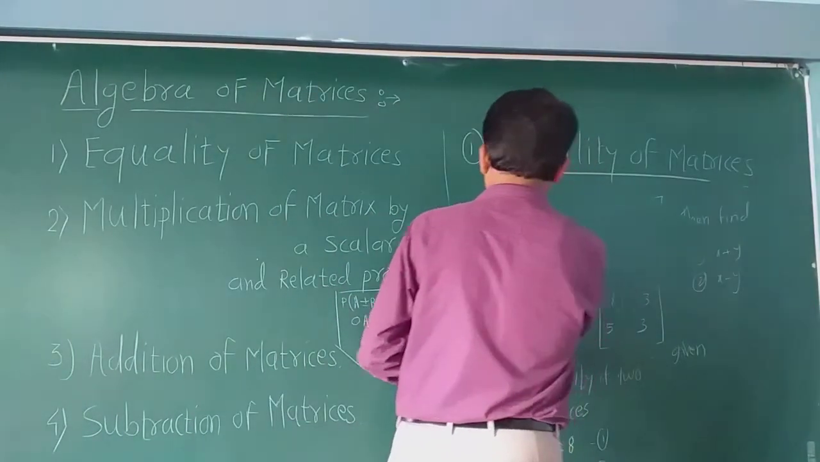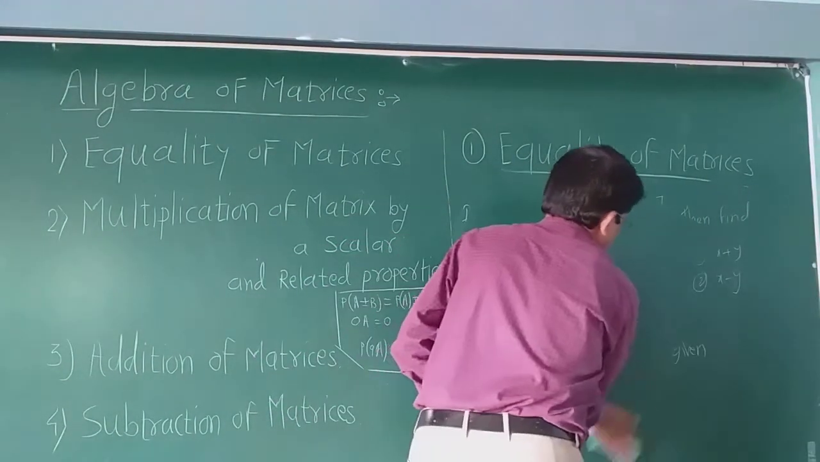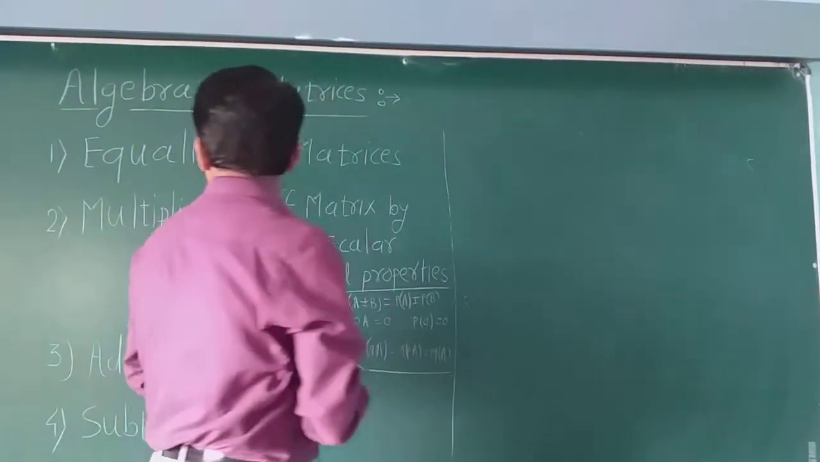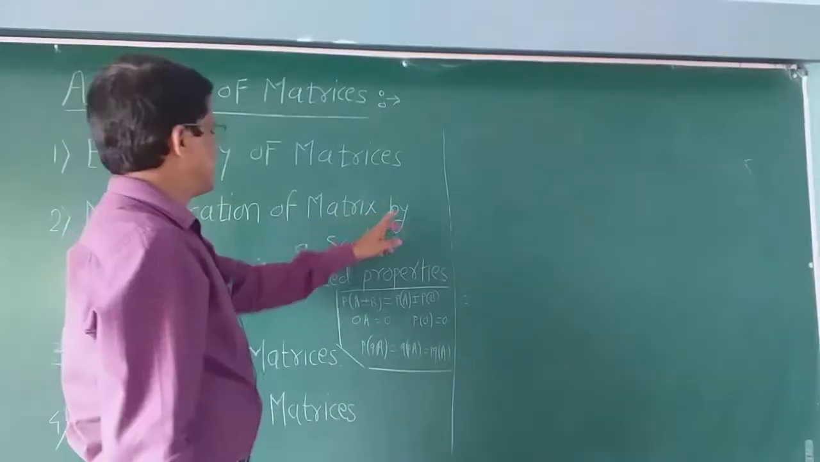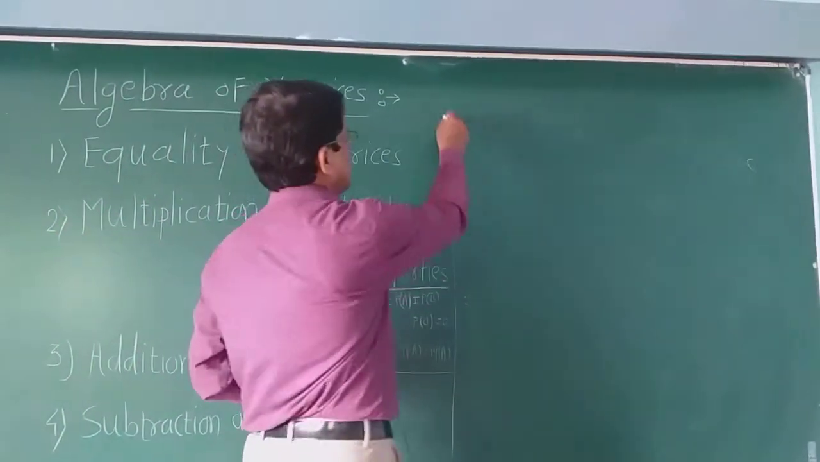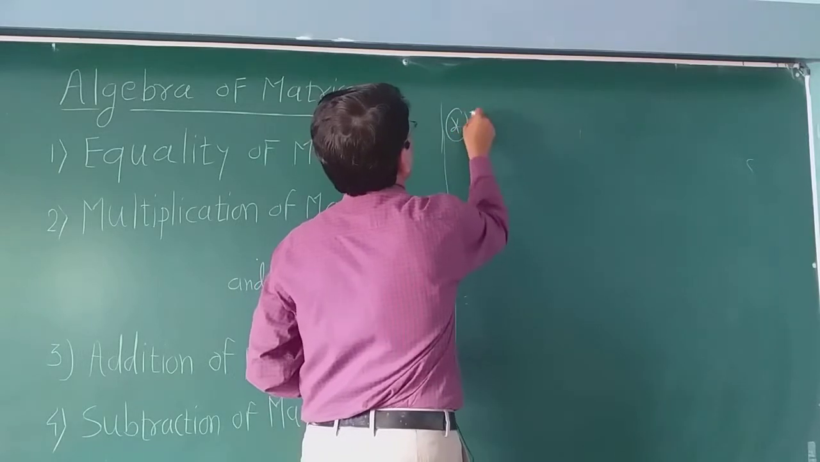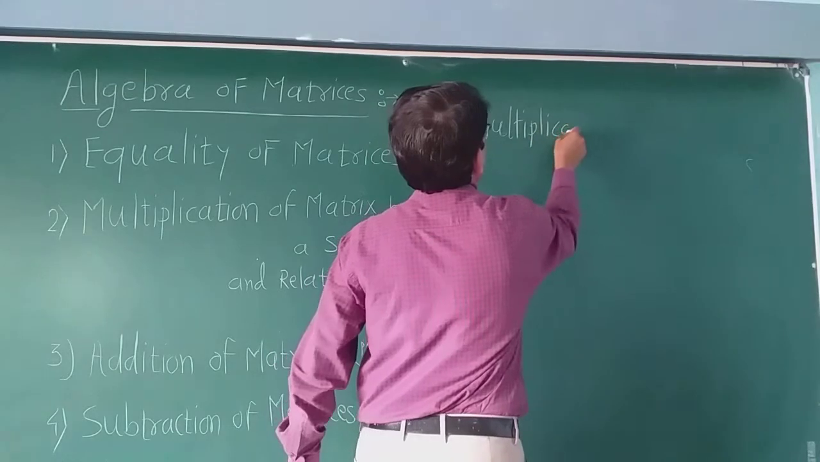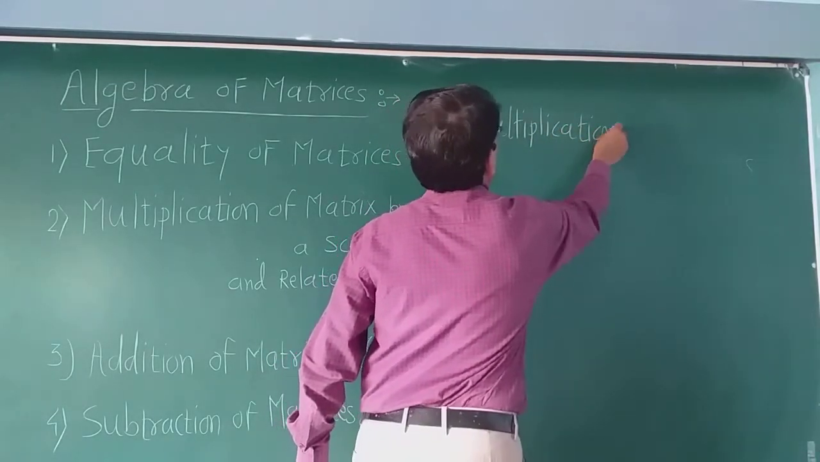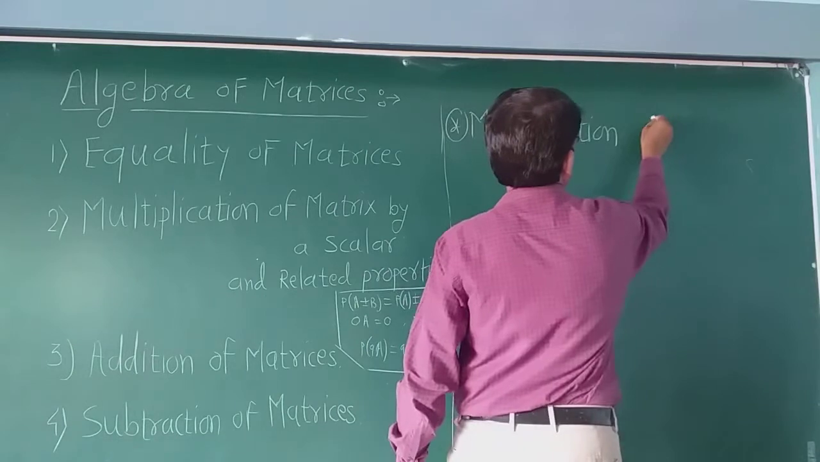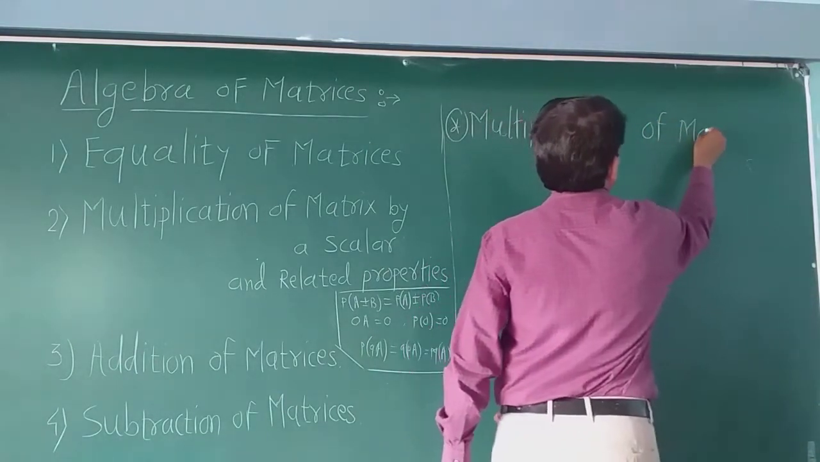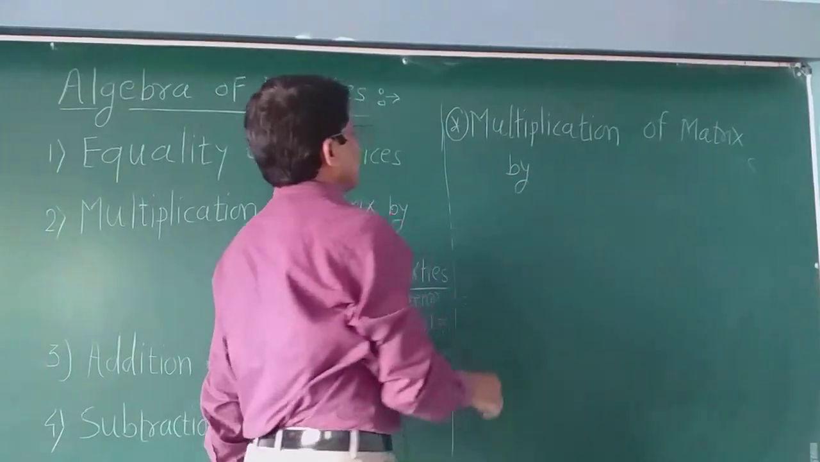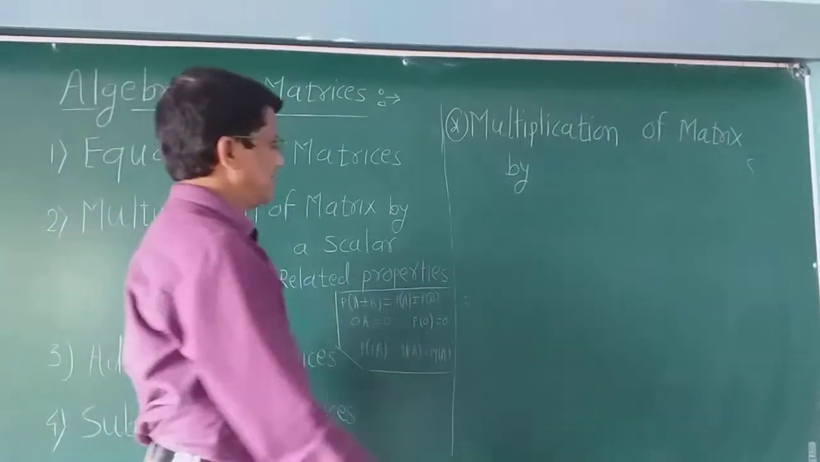Let us see the next type. After this, we will discuss the next point: multiplication of a matrix by a scalar.